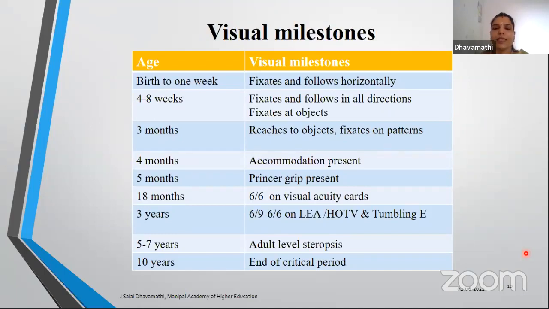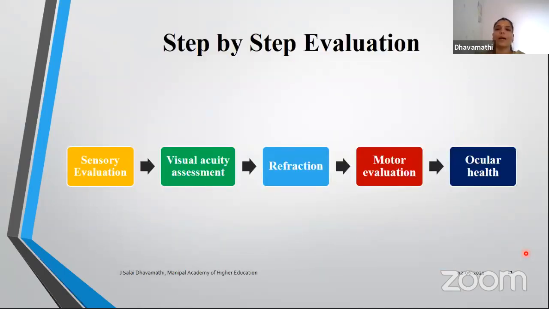When we look at the step-by-step evaluation, we should start with the sensory evaluation, then visual acuity assessment, refraction, motor evaluation, and ocular health. I have put sensory evaluation first because when the child comes in, you have not dissociated their eyes or asked them to close an eye to check the visual acuity, so the fusion will not be broken. So always do the sensory evaluation first, then go with the visual acuity assessment, refraction, motor evaluation, and ocular health.